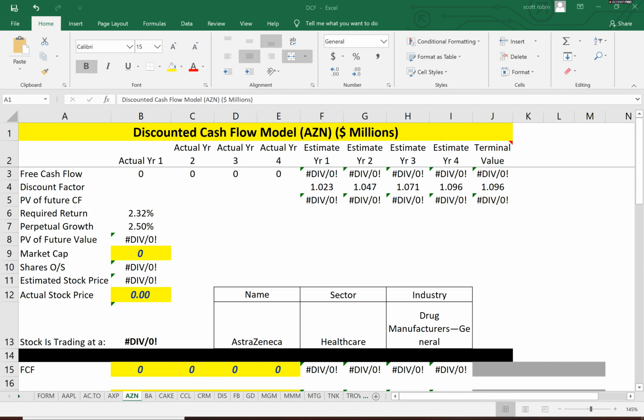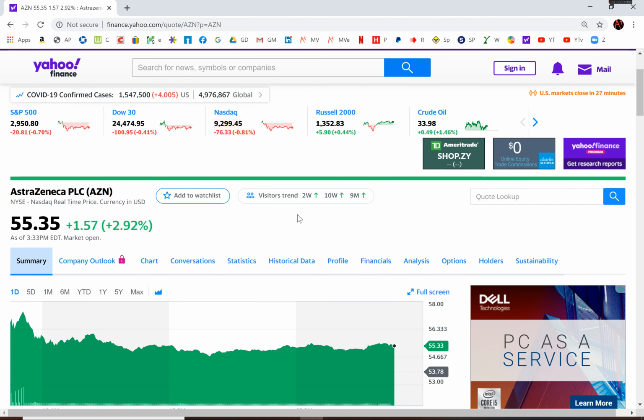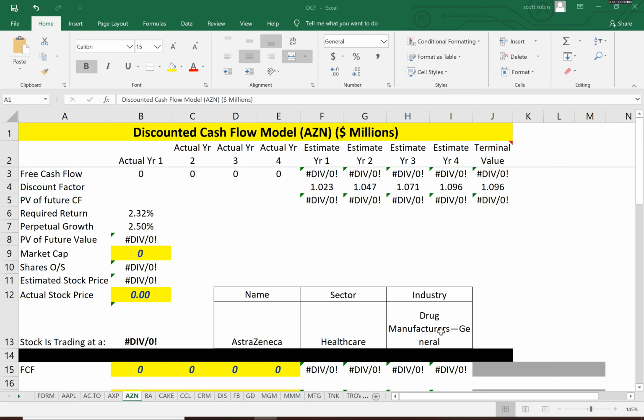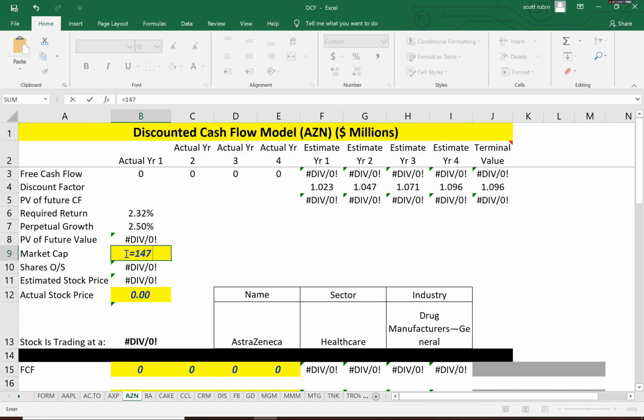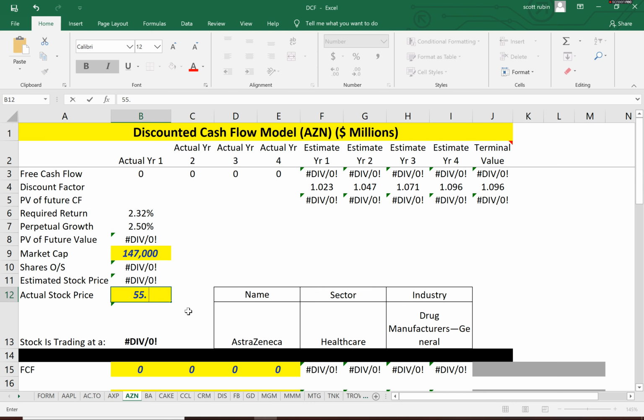Let's find the intrinsic value of AZN, AstraZeneca. Now, some people are talking about this company during the whole COVID epidemic, and it might have a big pop. So their market cap is 146.9 billion, $147 billion, and the stock price is $55.38. So that means they have about 2.7 billion shares outstanding.